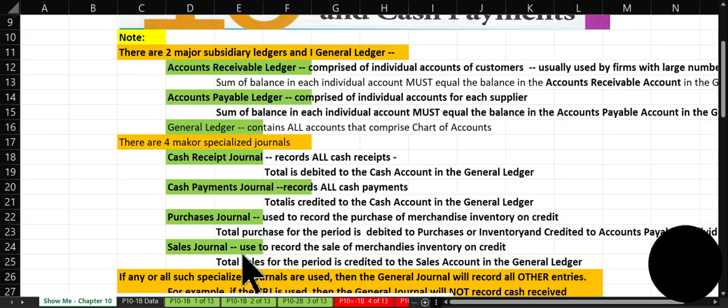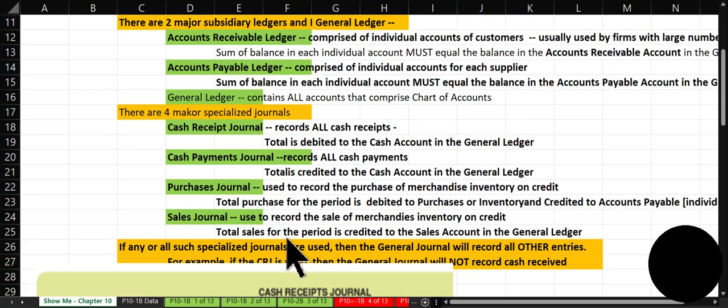Again, the total purchases for the period is going to be debited to purchases if you're using the periodic, or to inventory if you are using the perpetual, and the credit goes to accounts payable. Appreciate that the individual amounts would be credited to the account of each of the suppliers.